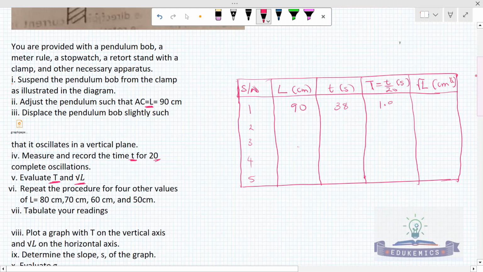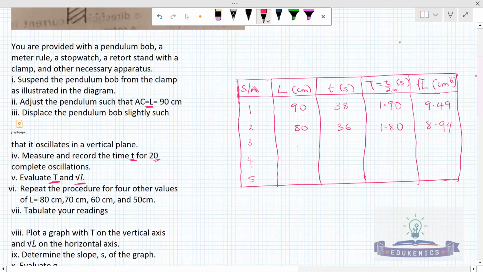That is 1.90. I'm putting it to two decimal places because of the accuracy of the instrument. This is also to 2 decimal places. So the square root of 90 should be 9.49. So this is 90. Go to the next one, 80. Record the time for 20 oscillations. Make sure they are well aligned. And then get the period, that's divided by 20, 1.80. Well aligned. Then get the square root, 8.94.